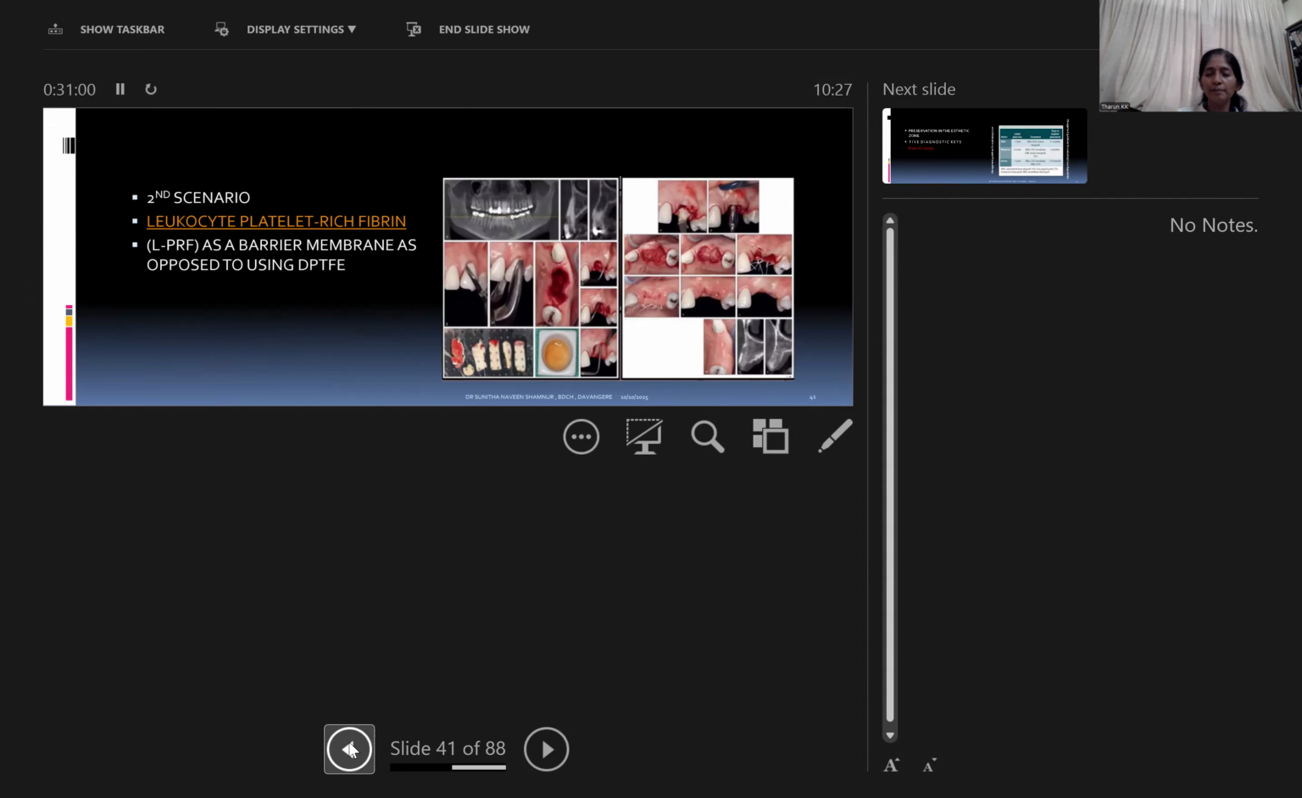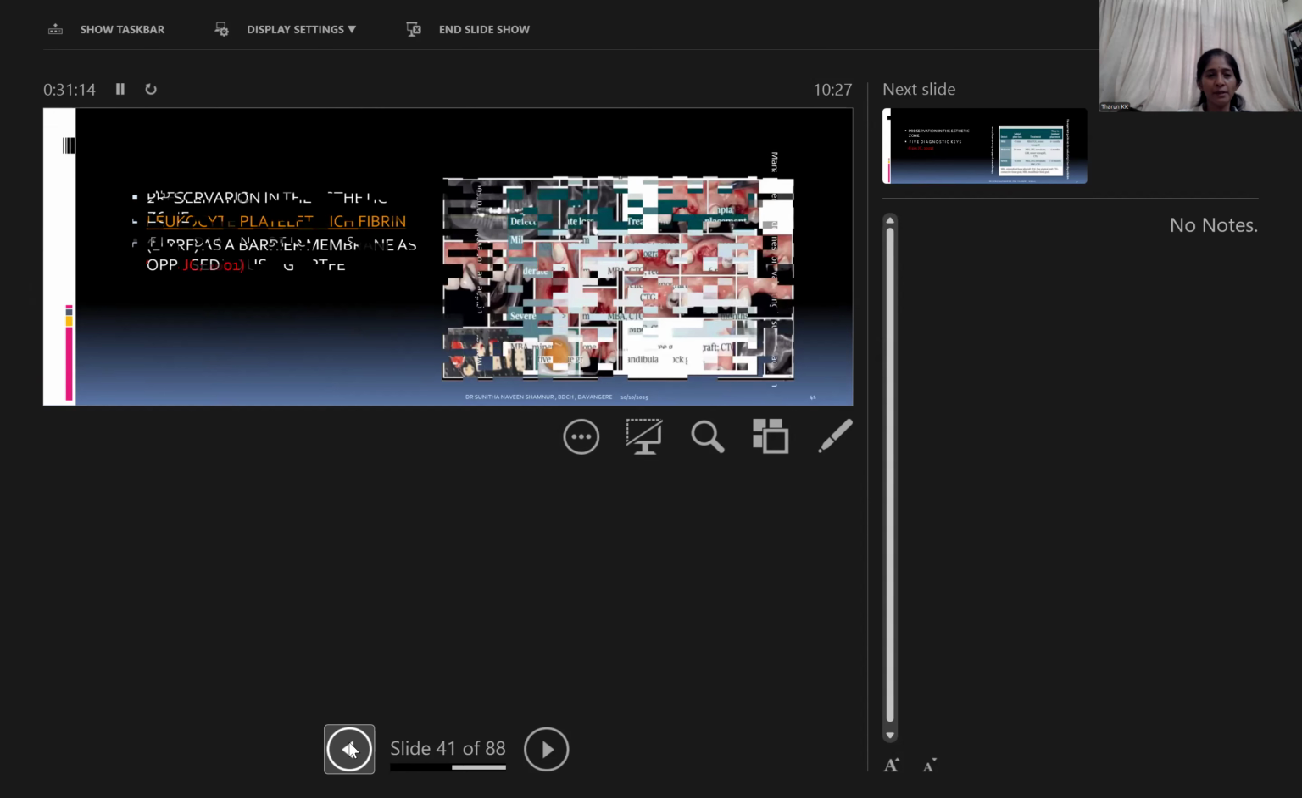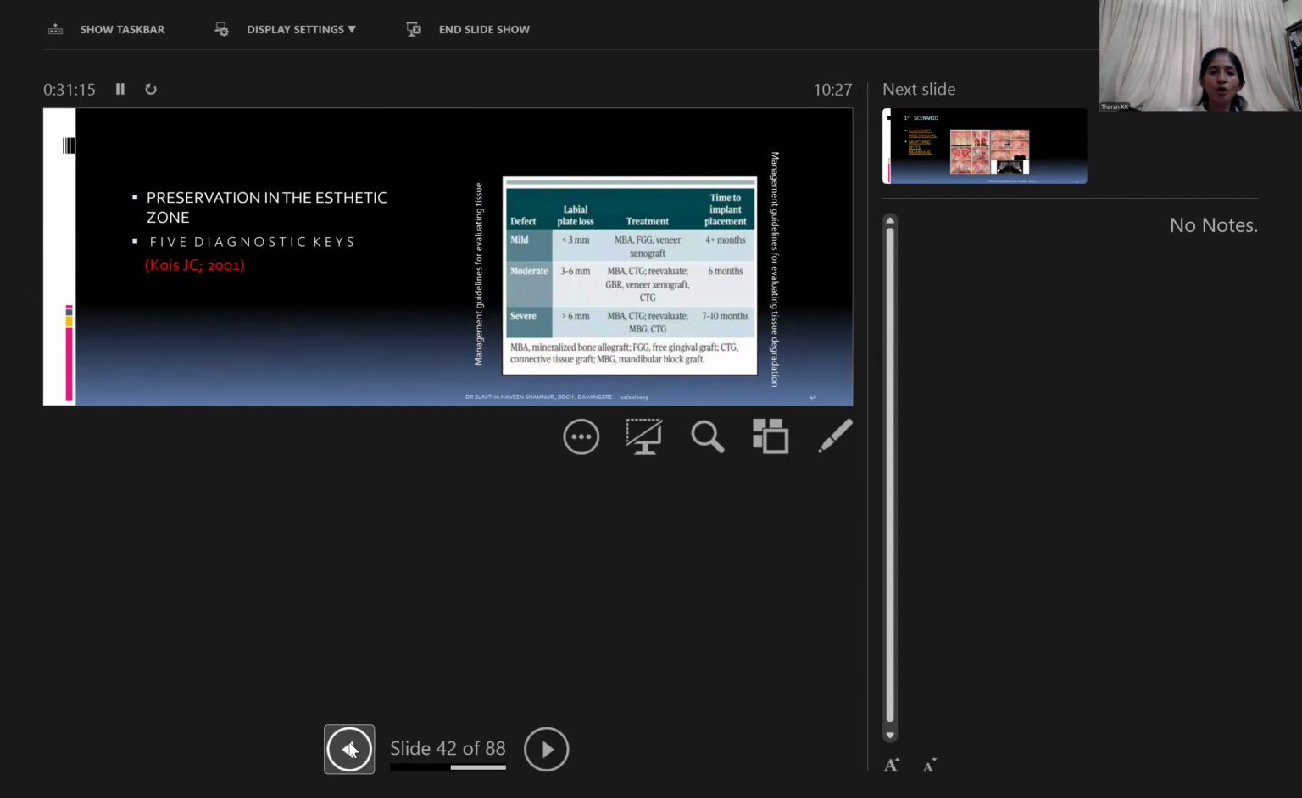Leukocyte platelet-rich fibrin has been widely used now because of its regenerative potential. So that becomes the first line of defense as opposed to using a cytoplasm membrane or even your PTFE membranes. Then, in 2001, Elian gave the five diagnostic keys if you're working in the aesthetic zone, based on the defect as mild, moderate, and severe, and also dependent on your labial plate, what treatment you need, and the time to place the implants.